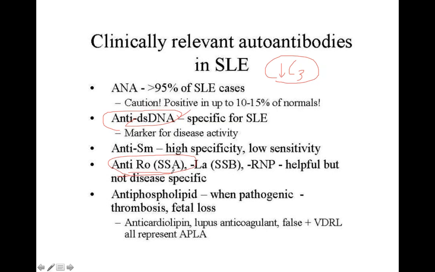And if they are positive, that means the patient has advanced disease. These anti-Rho antibodies can cross the placenta and damage the fetal heart, causing fetal heart block. So this is a very important point. Fetal heart block.